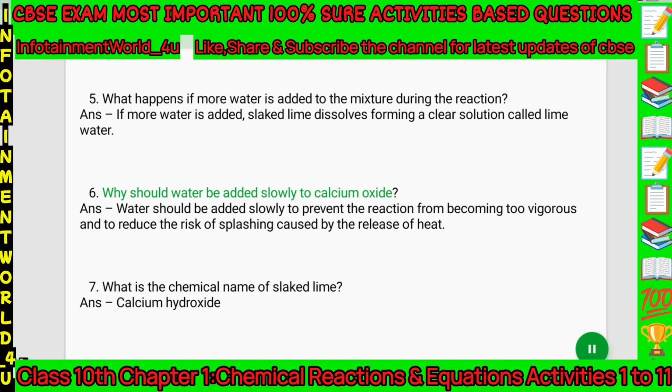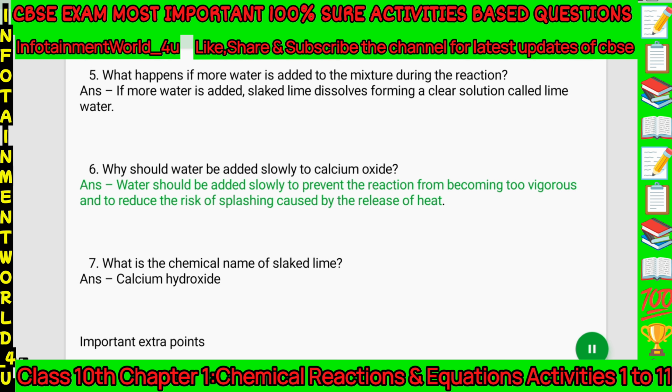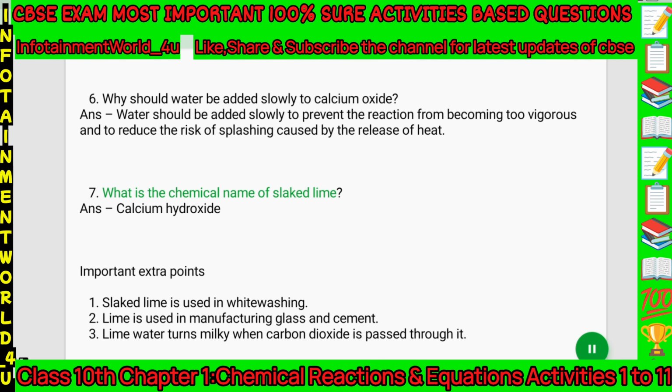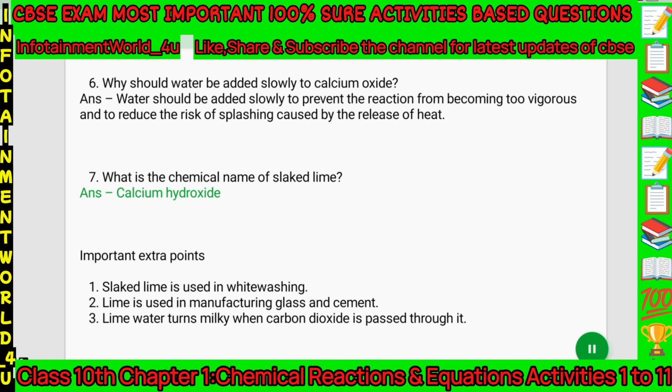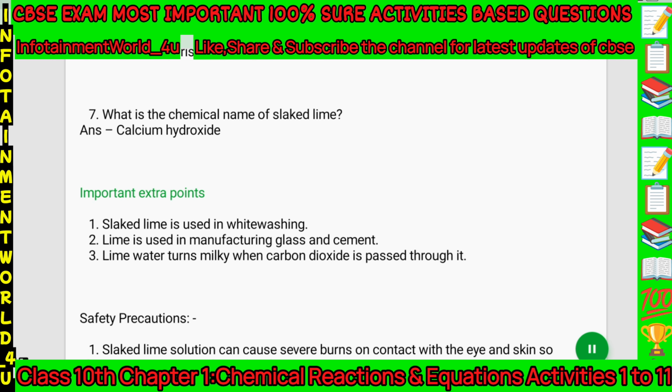6. Why should water be added slowly to calcium oxide? Ans. Water should be added slowly to prevent the reaction from becoming too vigorous and to reduce the risk of splashing caused by the release of heat. 7. What is the chemical name of slaked lime? Ans. Calcium hydroxide. Important extra points.